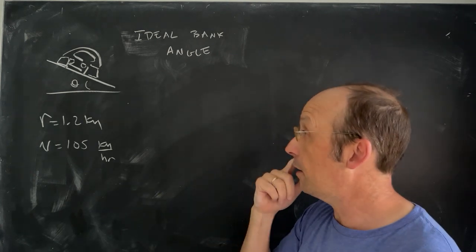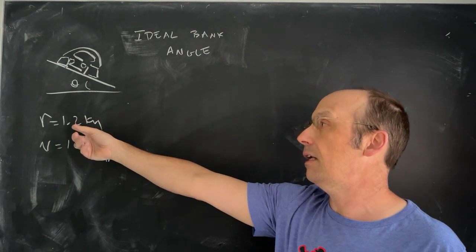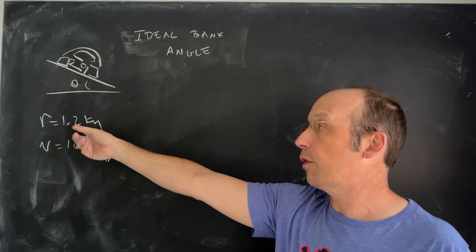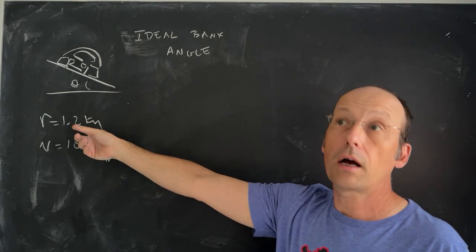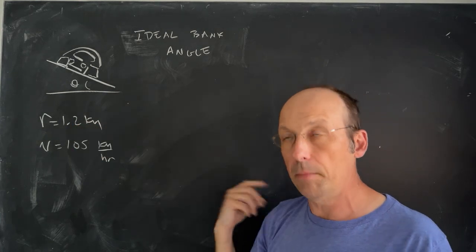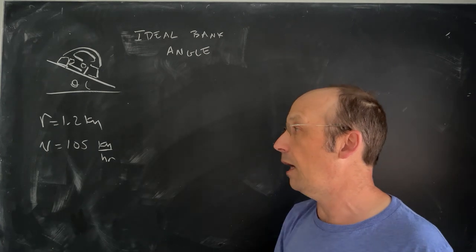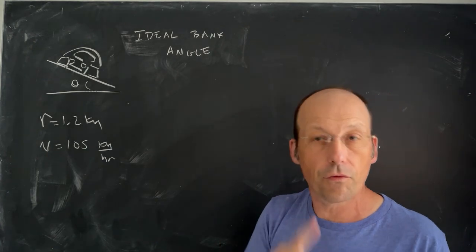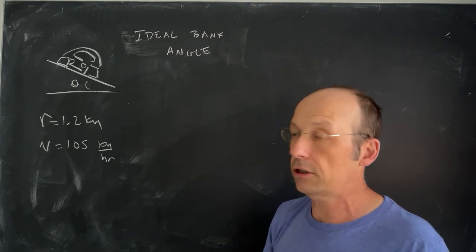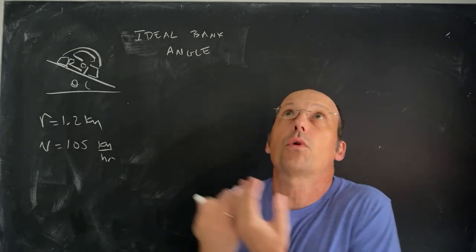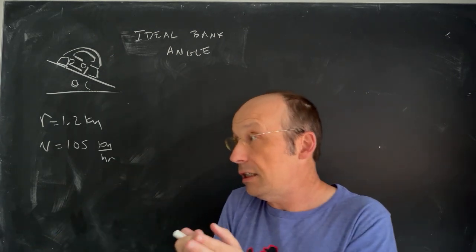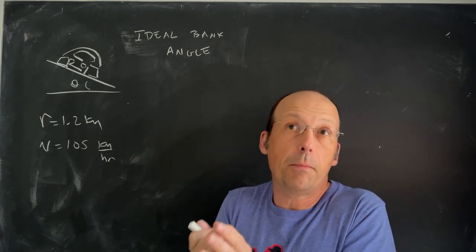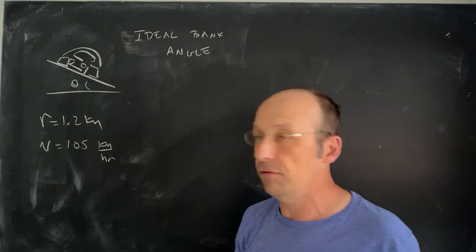So I have here, the problem said a curve with a radius of 1.2 kilometers, and a velocity of 105 kilometers per hour. Let's just go ahead and convert that to meters per second, because that's going to make everything easier. We need to do that because we're going to have g in there. g is in newtons per kilogram, which is a meter per second squared, so I can't use kilometers per hour.